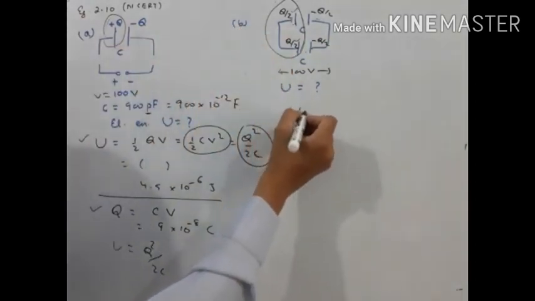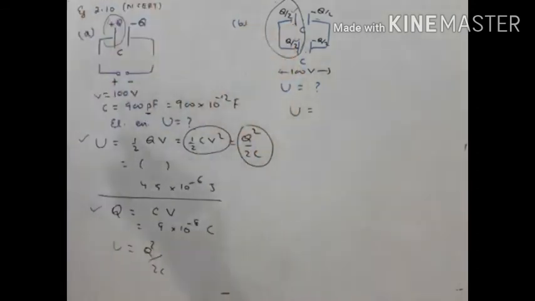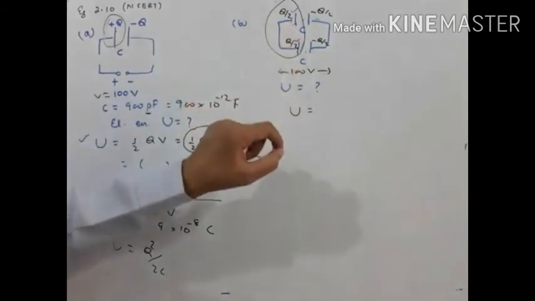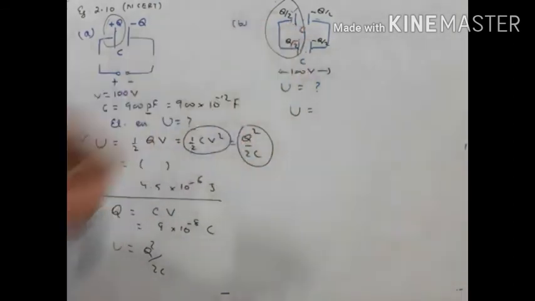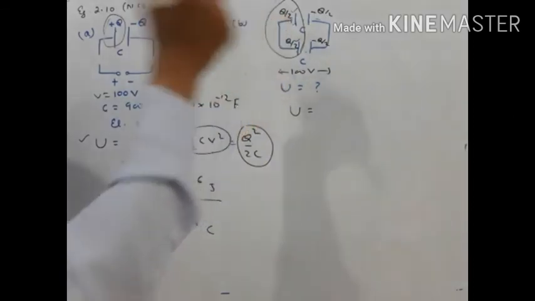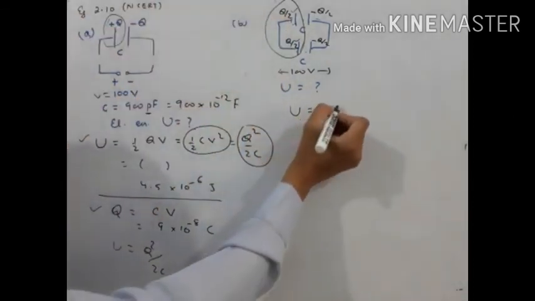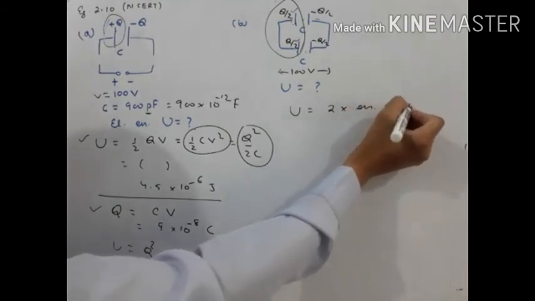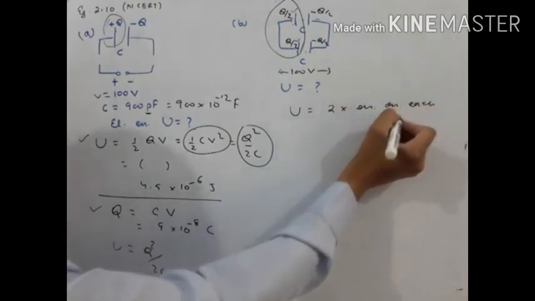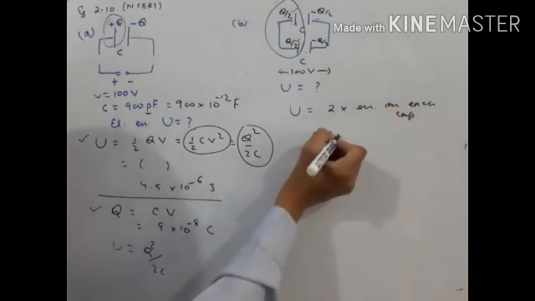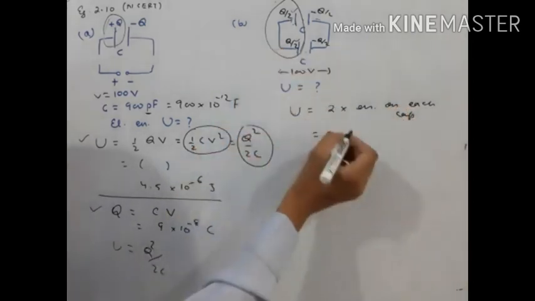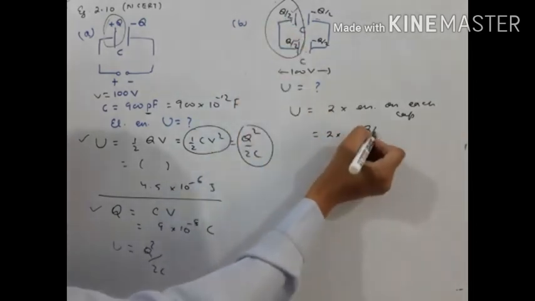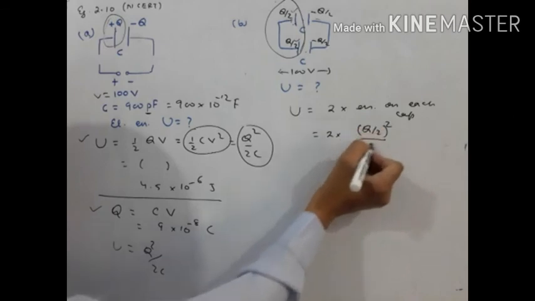Now total energy is the energy on one capacitor plus the energy on the other capacitor. But both the capacitors are identical. On both of them the charges are the same, and on both of them the potential difference is also the same. So both of them will have the same potential energy. So I can write 2 into the electrostatic energy in each capacitor is equal to 2 into. Now the formula for energy for one capacitor is Q square upon 2C, but instead of Q it is Q by 2. So (Q by 2) square upon 2C.